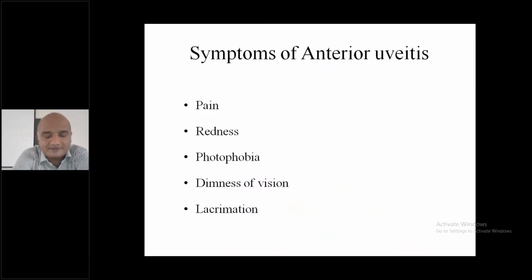Now coming to symptoms. Symptoms are pain, redness, photophobia, dimness of vision, lacrimation. The most important symptom is pain. Pain, redness, photophobia, these three are the most important symptoms, and others are associated features which are commonly seen. Photophobia and dull aching pain are the classic presentation, and the redness is usually circumciliary, which is present like a circle around the eye.